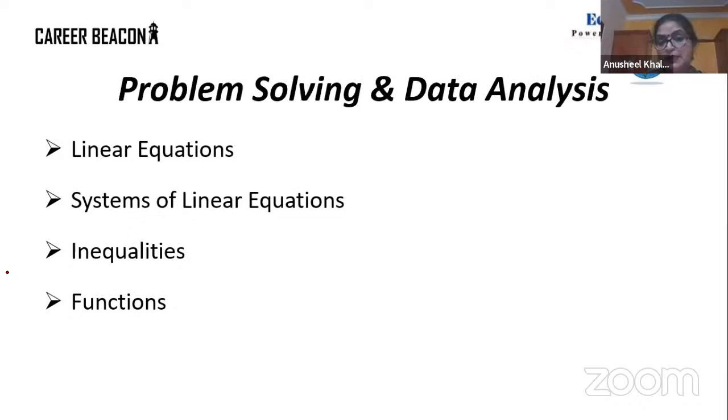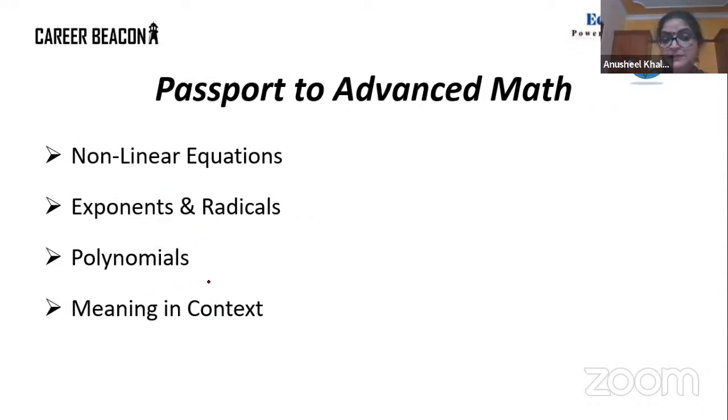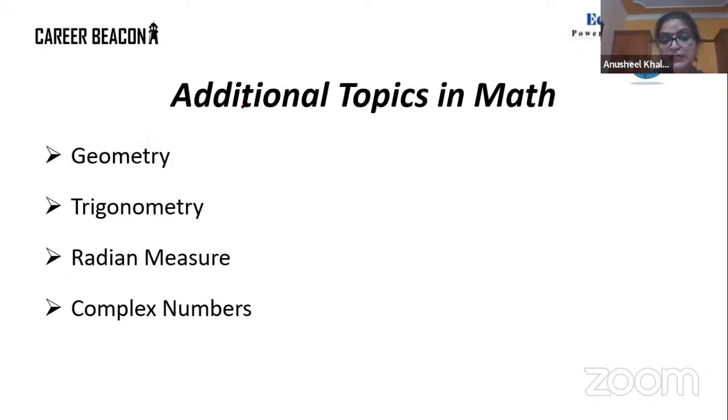Then we have problem solving and data analysis questions. These contain questions from linear equations, systems of linear equations, inequalities, and functions again, right? Then Passport to Advanced Math questions will be non-linear equations, exponents and radicals, polynomials, and meaning and context questions, right? These questions test a bit more complex topics, right? And there are also certain questions from additional topics, which cover geometry, trigonometry, radians, and complex numbers, right?